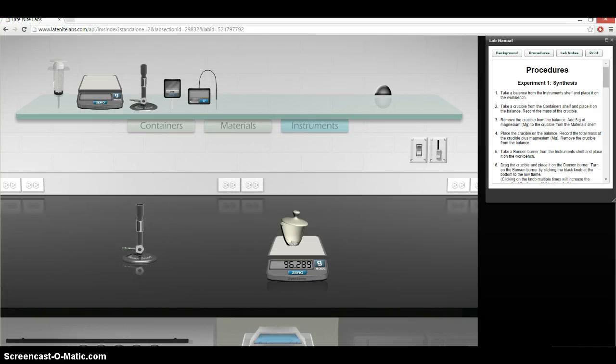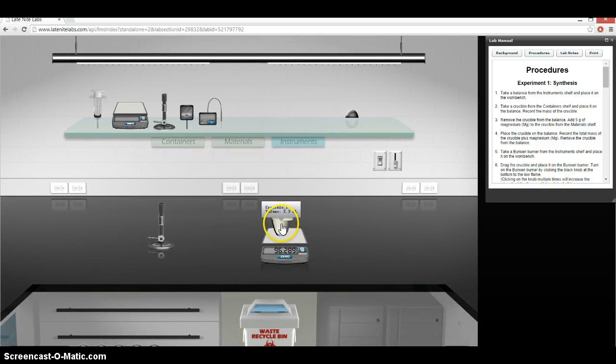So now that we're done with the experiment, we're going to drag the crucible to the recycle bin. And this is the end of our presentation. We hope we gave you a good understanding of what a synthesis reaction is.